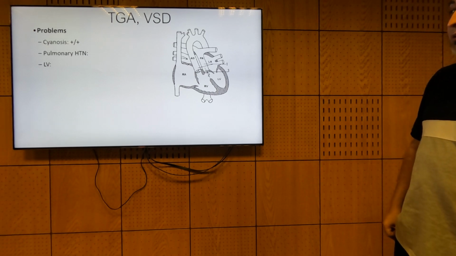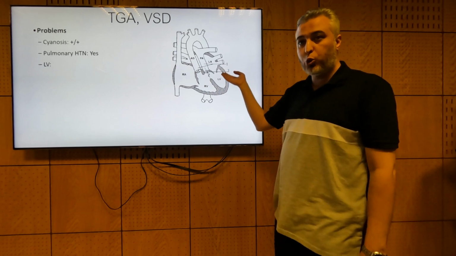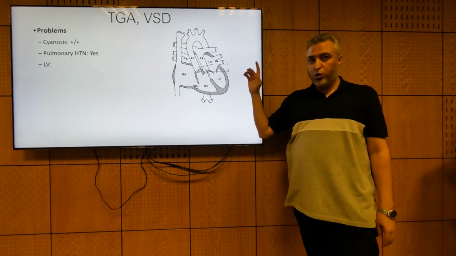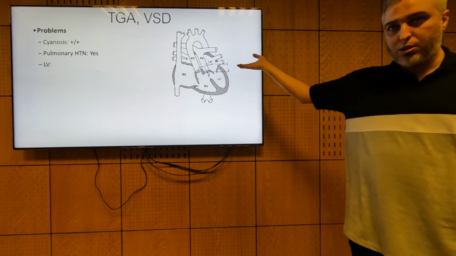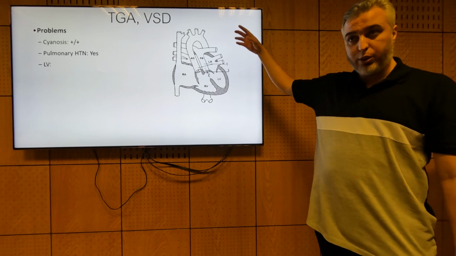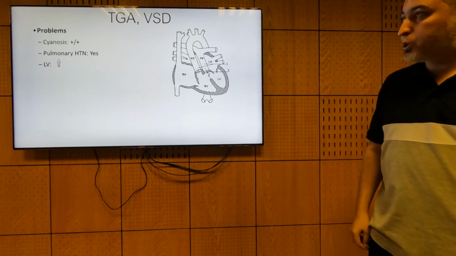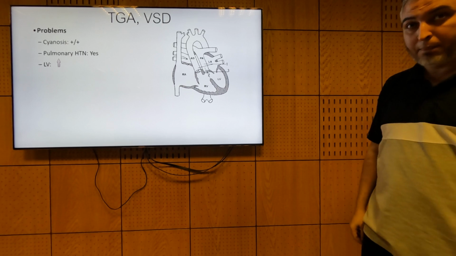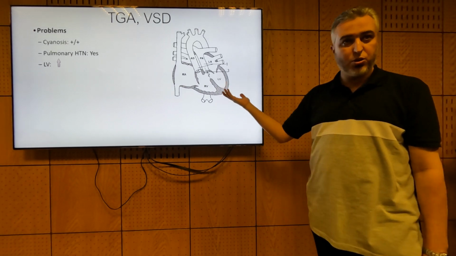How is the LV condition? Because it is directly subjected to systemic pressure, we're not afraid here that the LV gets deconditioned quickly, because it is already conditioned by the high pressure and the high volume of blood going into the lungs and coming back to the left atrium. So what do we do here? Arterial switch operation and VSD closure.